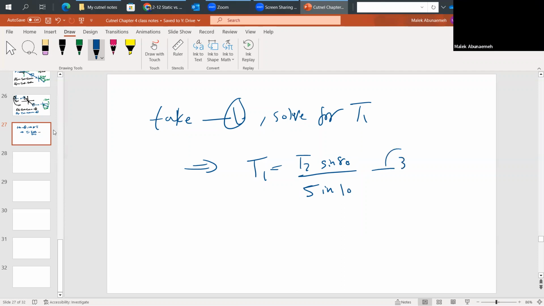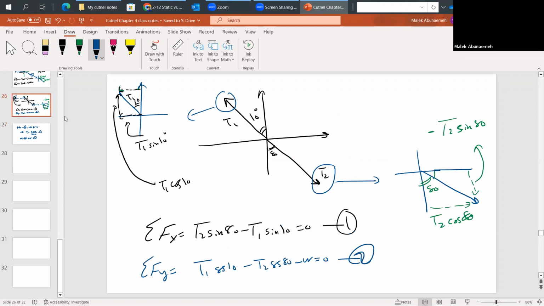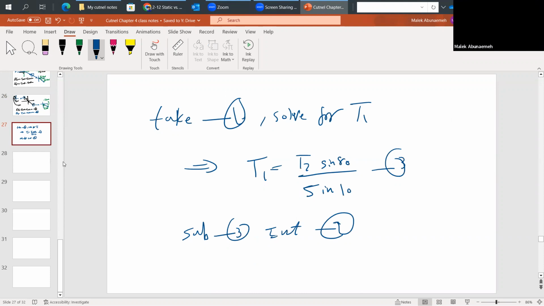We're going to call this equation number 3. We're going to sub equation number 3 into equation number 2, which again, here's our equation number 2 over here. Here's equation number 1. So we're going to sub it into equation number 2. So that means your sine 80 divided by sine 10, T2 cosine 10 minus T2 cosine 80 minus your work is going to equal 0.